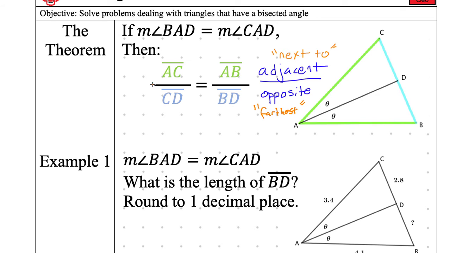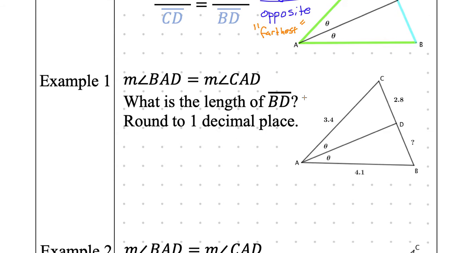And of course, I could have flipped those. If I always do farthest divided by next to or opposite divided by adjacent, that also works. That's the only theorem that we have today. I'll be proving this theorem to you at the very end of the lesson, but for now, let's use that theorem. So I tell you that this angle and this angle are the same. I've bisected that angle, BAC. I need to figure out what this measurement is.